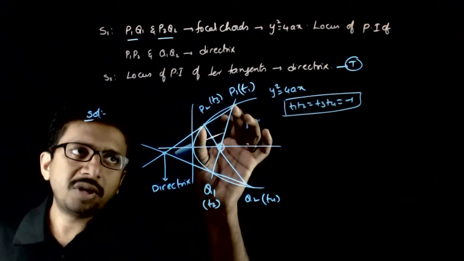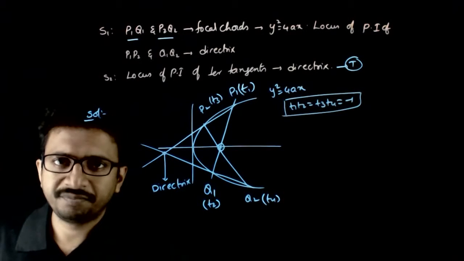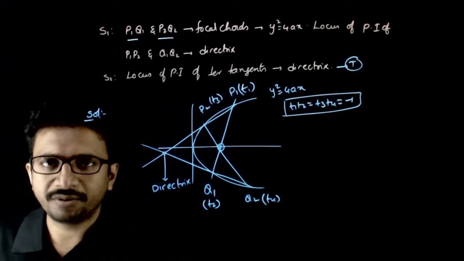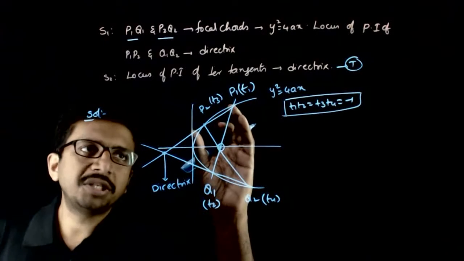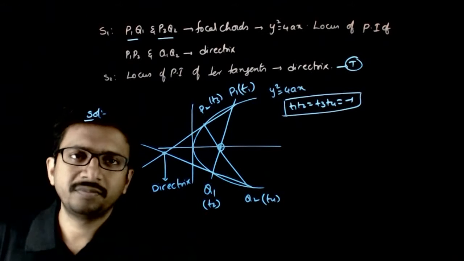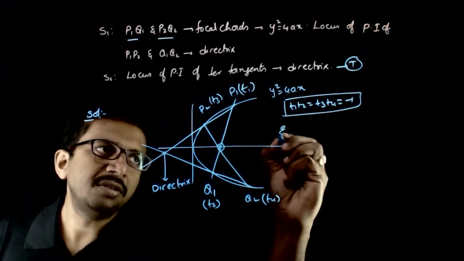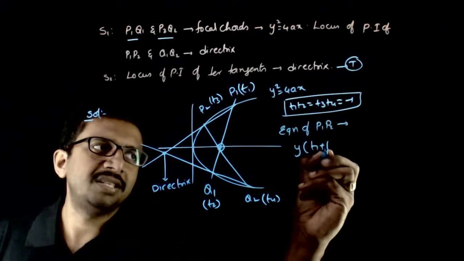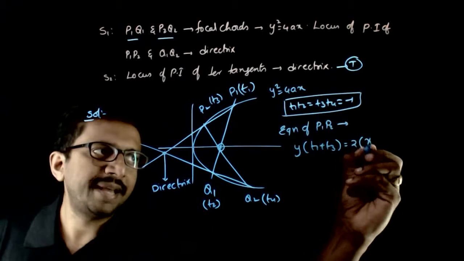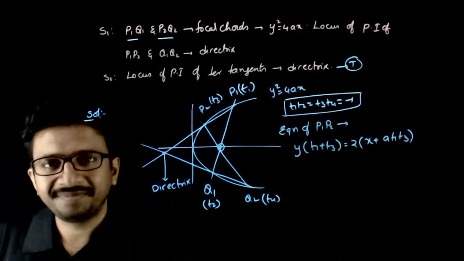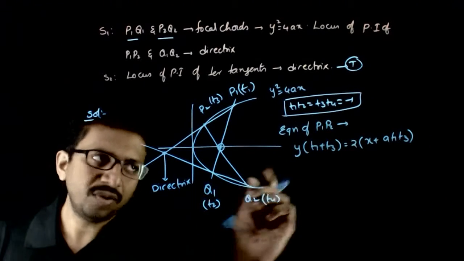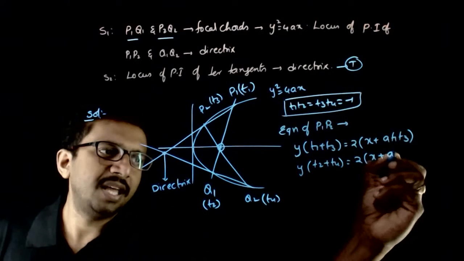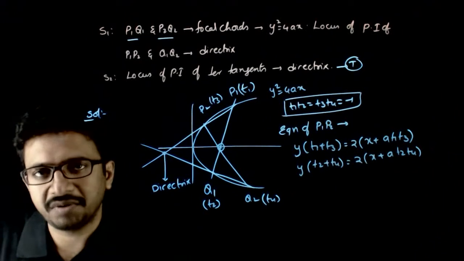Now if you join P1P2 and Q1Q2, this is a chord which joins t1, t3 and this is a chord which joins t2, t4. What is the equation of the chord joining P1 and P2? The parameters are t1 and t3. So the equation of P1P2 is y times (t1 plus t3) is equal to 2 times (x plus a t1t3). And what is the equation of Q1Q2? y times (t2 plus t4) is equal to 2 times (x plus a t2t4). So these are the two equations of the chords.